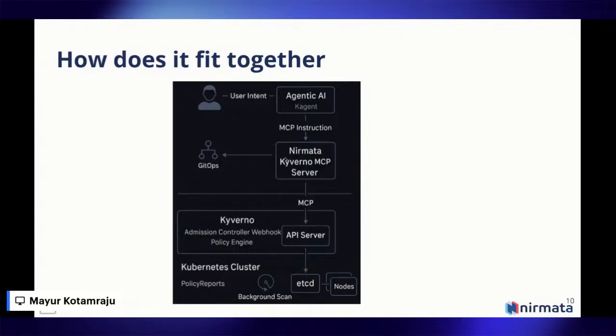So those MCP instructions flow into the Nirmata Kyverno MCP server. Think of it as a translator. It takes that AI generated instructions and turns it into actionable policy as code. Again, this is in Git as well, so it's reviewable. And then from there, it goes to Kyverno, which enforces or audits these rules right at the API server admission level. And then it persists into etcd, and then it propagates towards your nodes, scheduled throughout your nodes.